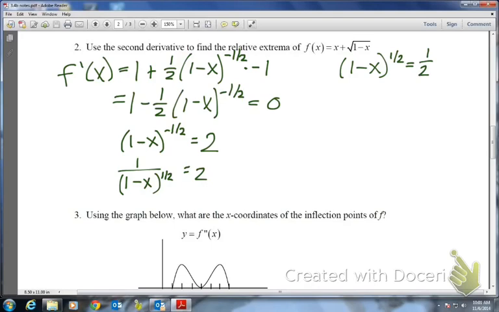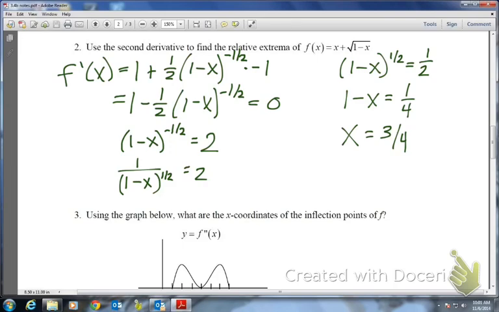So how do you get rid of something that's being square rooted, to the power of 1/2? Square it. So I'm going to square both sides. If I square both sides, I get 1 minus x on this side, and then 1/2 squared would be 1/4. And then if I subtract 1 from that, I get negative 3/4. Then divide by that negative, so I get a positive 3/4. So that is my critical point, at positive 3/4.